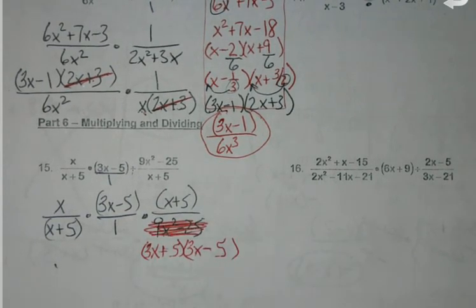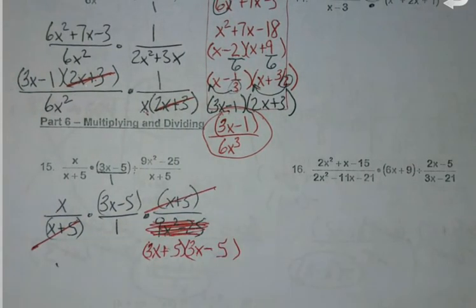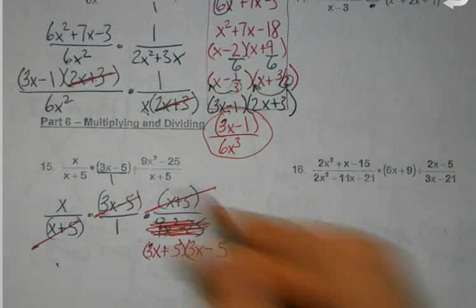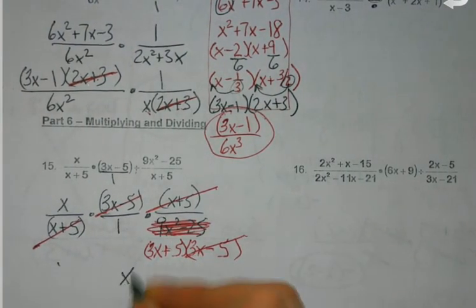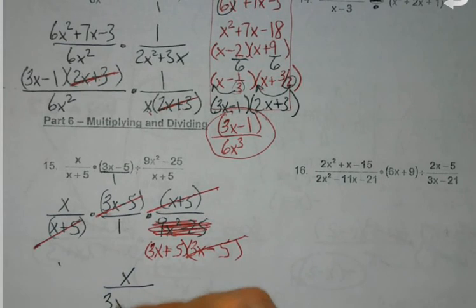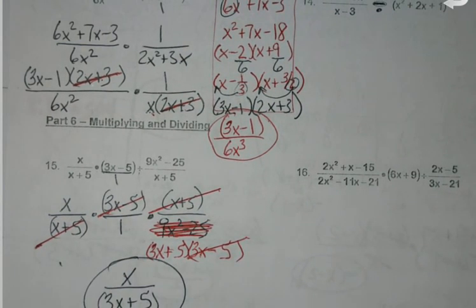Once I get here, let the canceling fun begin. Goodbye x plus 5. Goodbye 3x minus 5. We have x over 3x plus 5. So then I'll just whack those. It'll be like 1 over 8, right? No. No. That's what I'm saying. Okay? And that's set. This is easy.